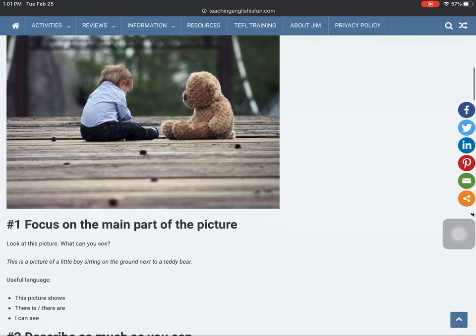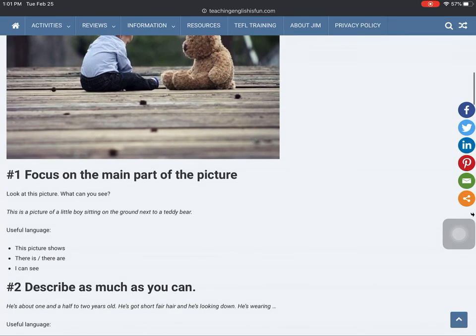Now, some useful language. Notice right here, we've got this picture shows, right? There is or there are. You could also say maybe I can see, right? So there is like a little boy. There are 5 people in this picture, something like that, right?